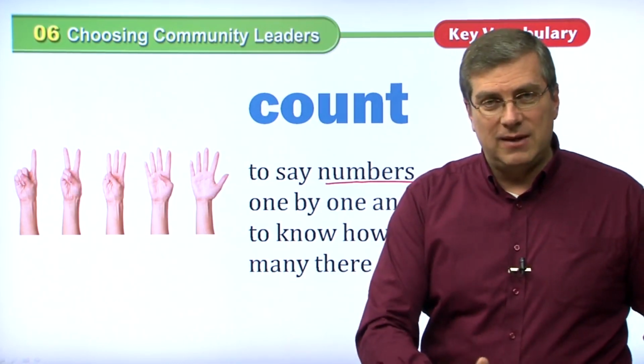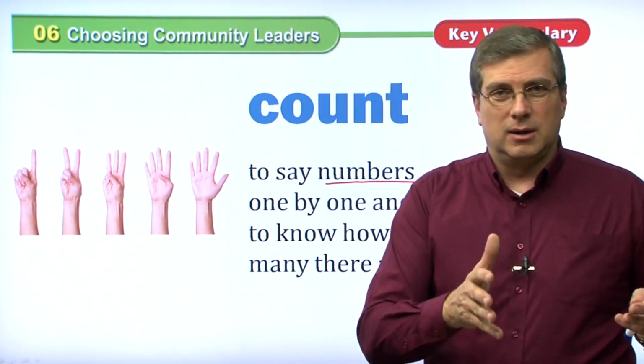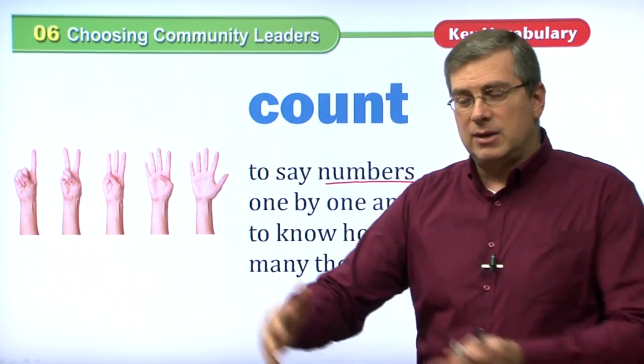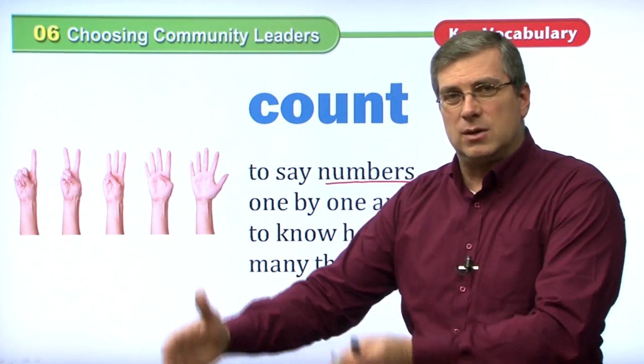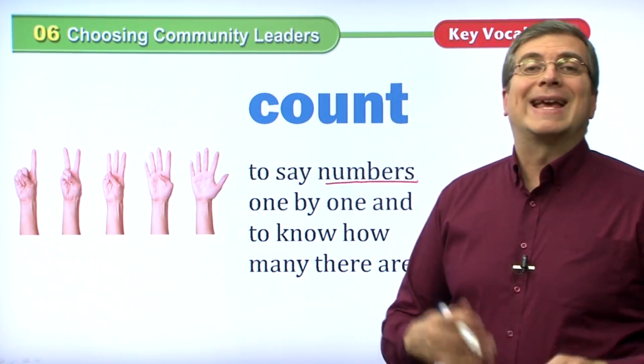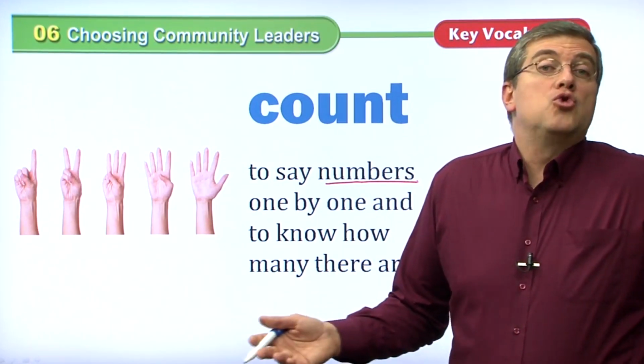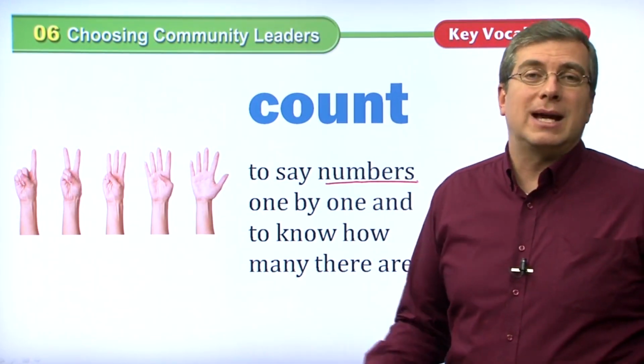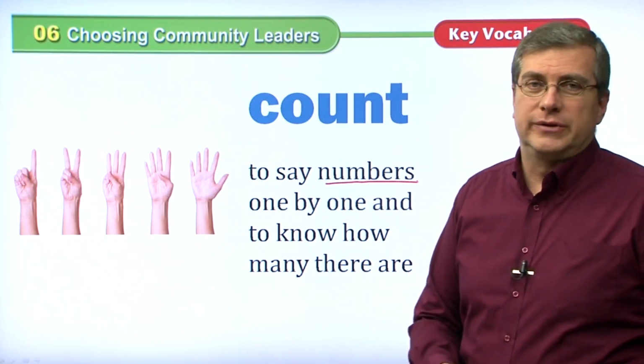There are 50 votes for contender A, and there's 40 votes for contender B. Okay? So that's what we do when we count the votes. We find out who won the election. Who won the election? Let's count the votes.